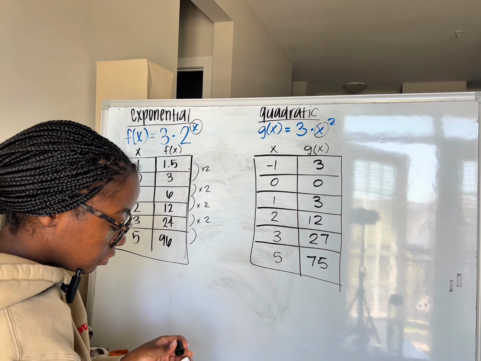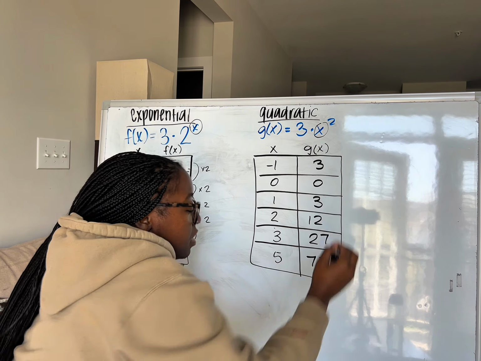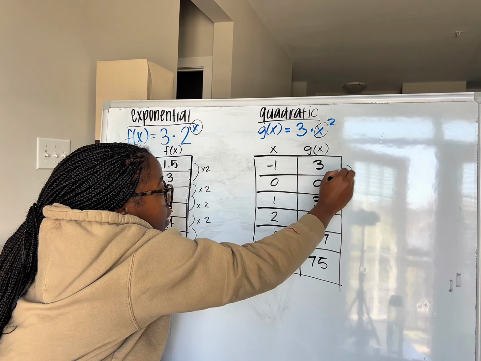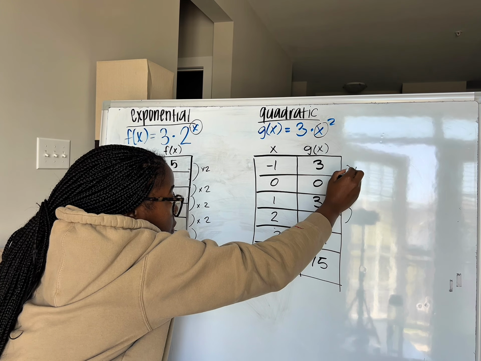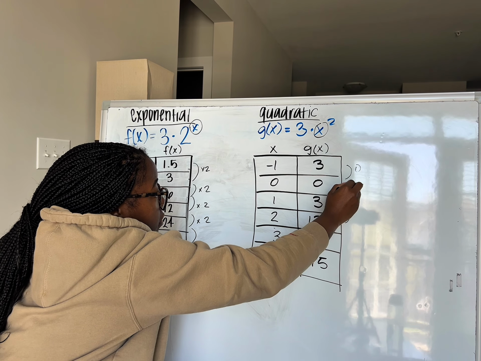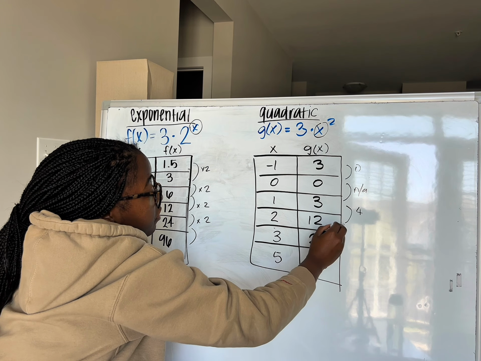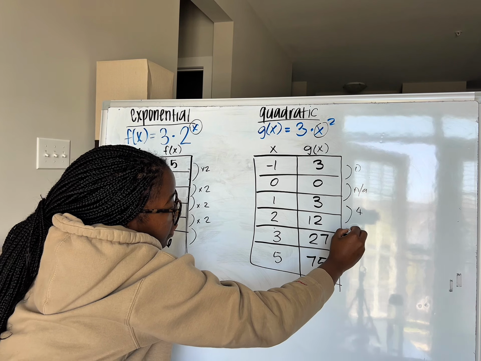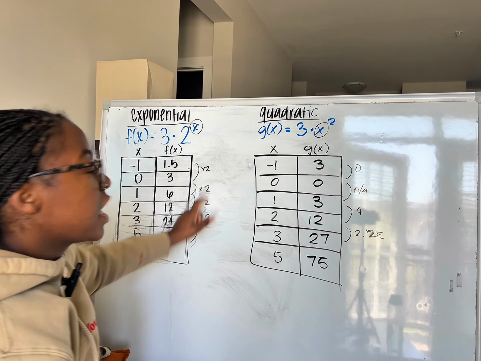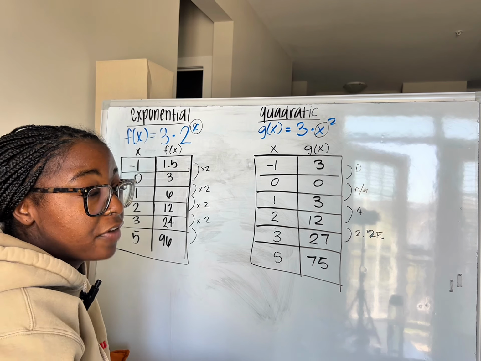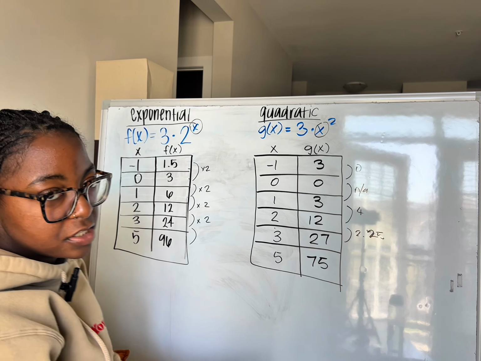Over here though, it's different. I'm not necessarily saying times anything. When I go right here, I don't have the same growth factor. 0 divided by 3 is 0. 3 divided by 0, you can't even do that. 12 divided by 3, that's 4. 27 divided by 12, that's like what? 2.25. Okay? So I don't have the same growth factor. I don't have a like growth factor at all for quadratic. We're growing by different things each time because the growth factor is changing.